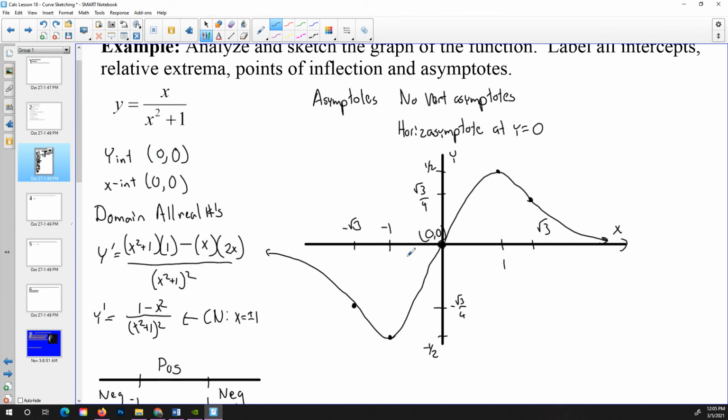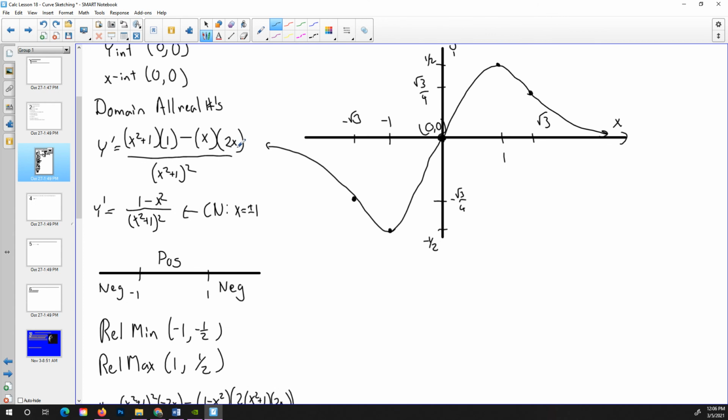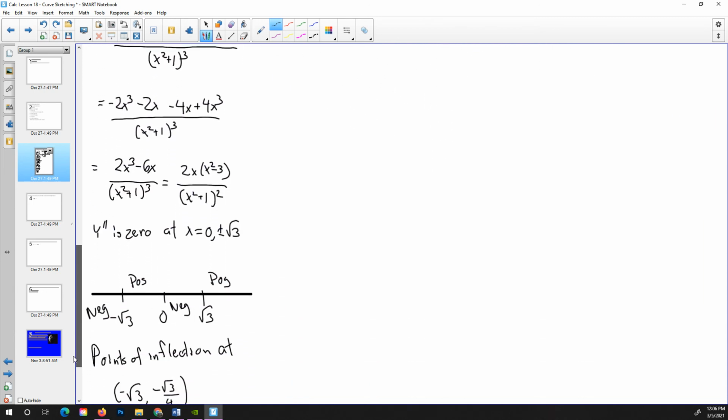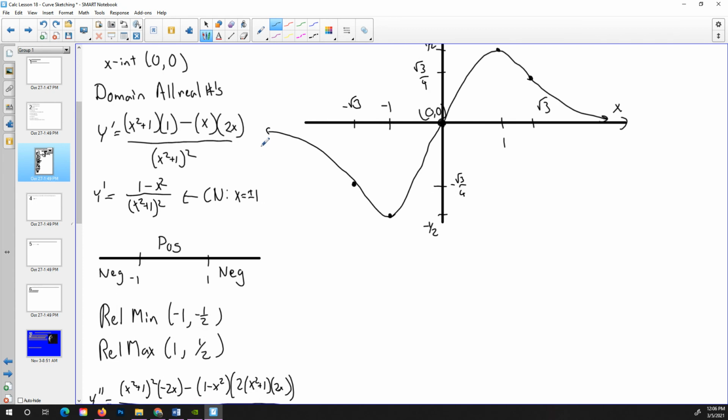And so just reviewing all of the things that we went over. 0, 0 is a point. It's decreasing from -infinity to -1, increasing from -1 to +1, and then decreasing from +1 to positive infinity. Our concavity, it's concave down until we get to square root of 3. It's concave up until we get to 0. It's concave down again until we get to square root of 3, and then concave up until we get to infinity. So I'm fairly confident with my graph.